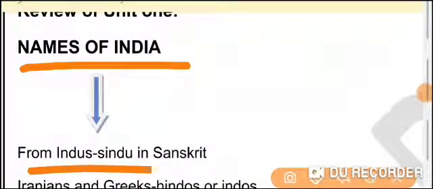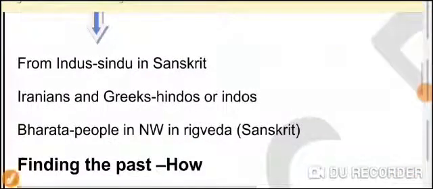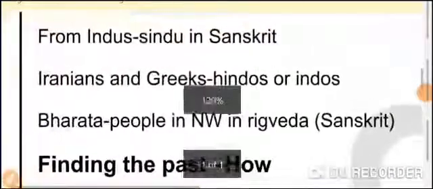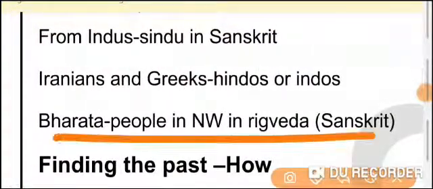India is derived from Indus, which is a Sanskrit word. The Iranians and Greeks invaded India and called India Hindos or Indos. And finally, the name Bharata comes from the Rig Veda. So the people from the northwest who read the Rig Veda consider this region as Bharata.